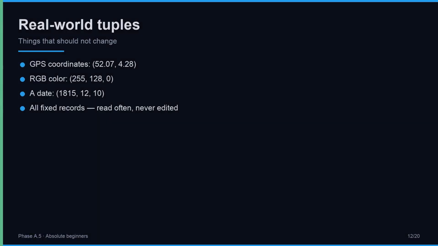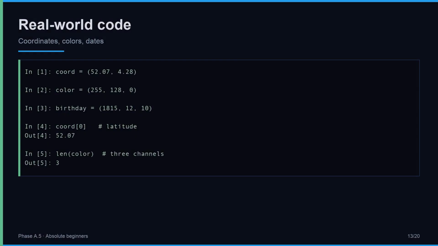Where do tuples live in the real world? Anywhere data should not change. GPS coordinates, latitude 52.07, longitude 4.28, a fixed point on Earth. An RGB color, 255, 128, 0, a fixed orange. A date, 1815, December, the 10th, a fixed day in history. These are records you read often and never edit. That is exactly what a tuple is for. The data is meaningful as a whole, and it should not drift. Fixed records everywhere.